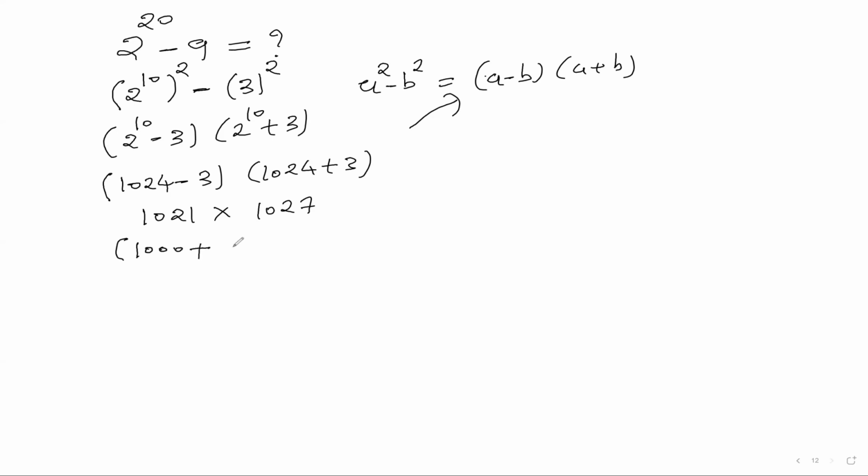Now 1021 I can write down as 1000 plus 21, and 1027 I can write down as 1000 plus 27. Now I can try to work it out.